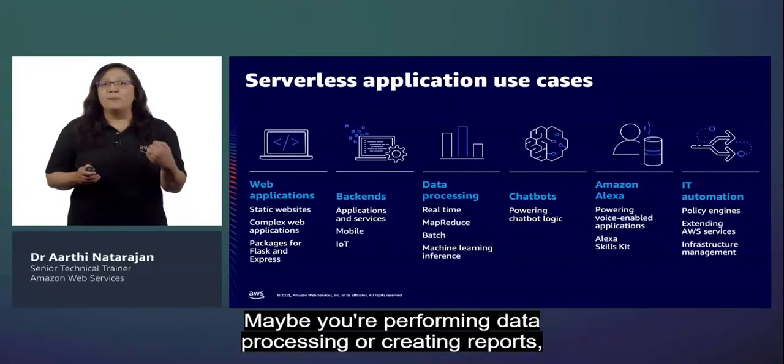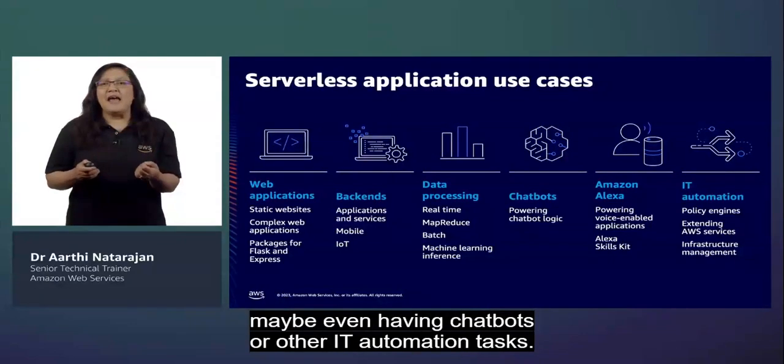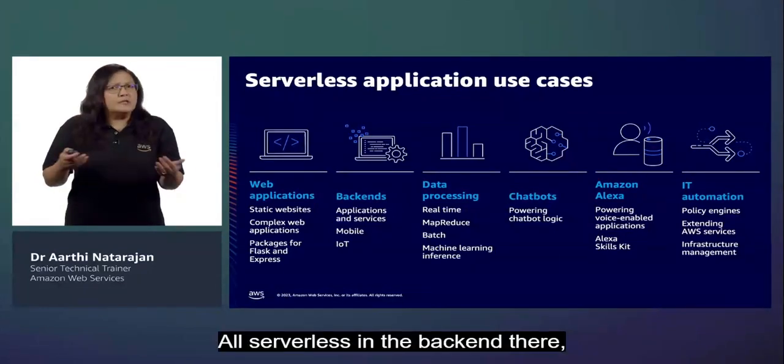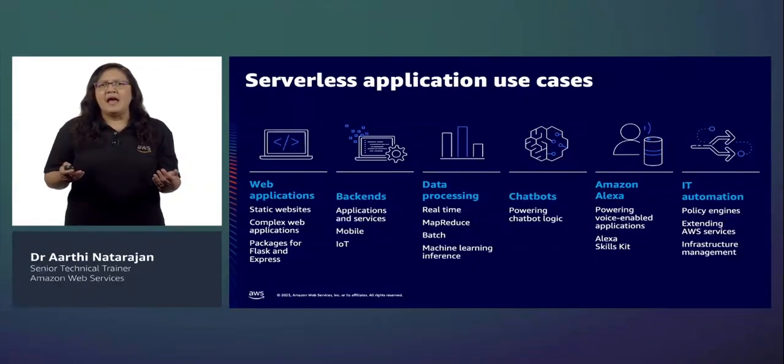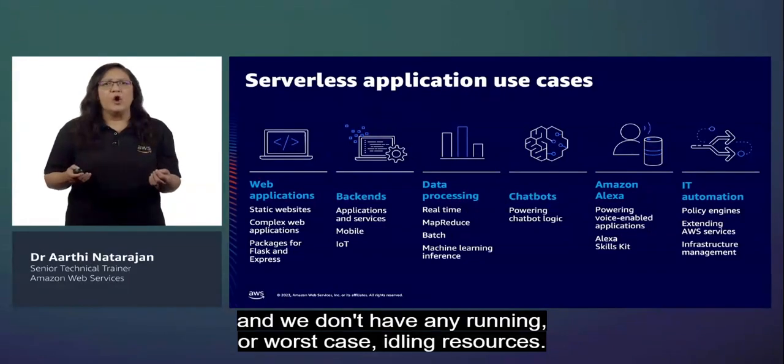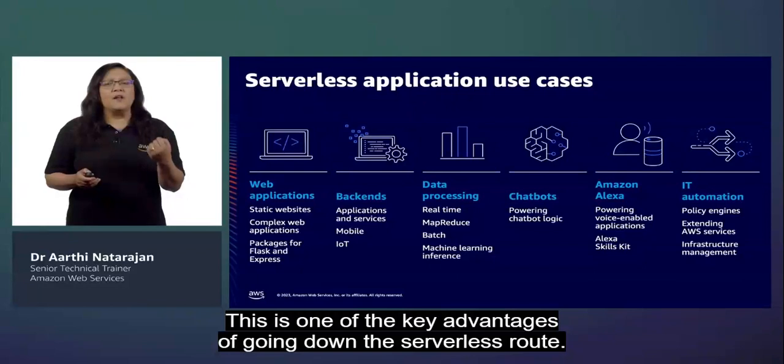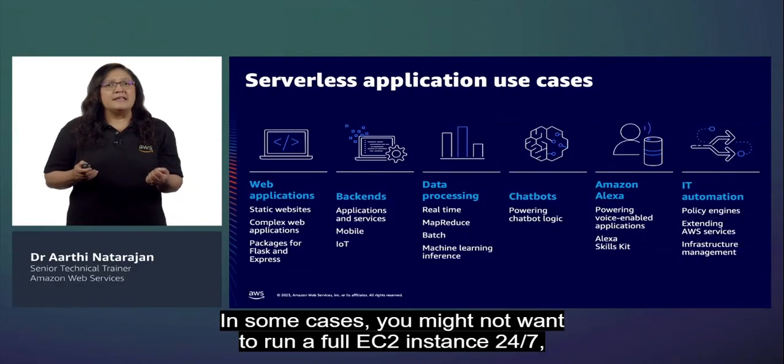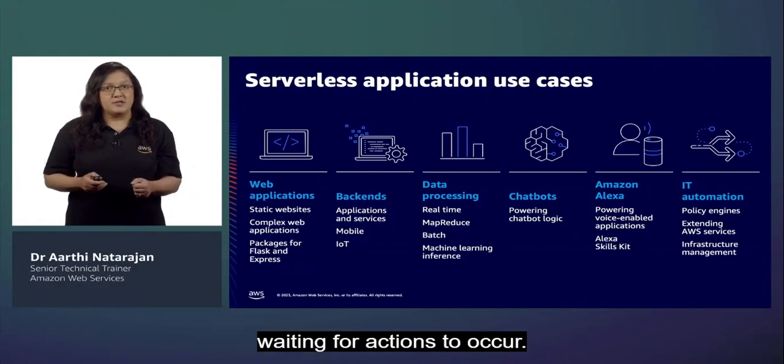Maybe you're performing data processing or creating reports, maybe even having chatbots or other IT automation tasks, all serverless in the backend there, and we don't have any running or worst case idling resources. This is one of the key advantages of going down the serverless route. In some cases, you might not want to run a full EC2 instance 24/7 waiting for actions to occur.